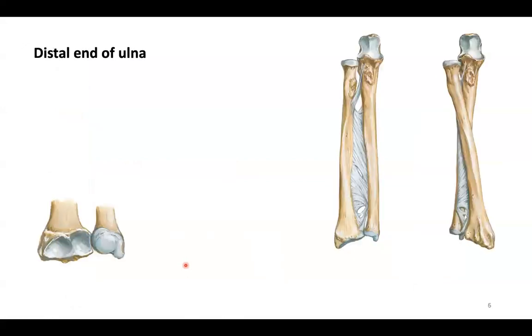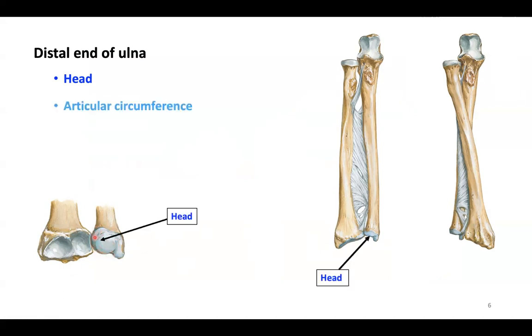When you see the distal end of ulna, it contains the head. So the head of ulna is found distally. As you see here, the head is covered with articular cartilage, and it forms the articular circumference. This articular circumference, or the head, articulates with radius and forms the distal radio-ulnar joint. So we have the proximal radio-ulnar joint and the distal radio-ulnar joint.